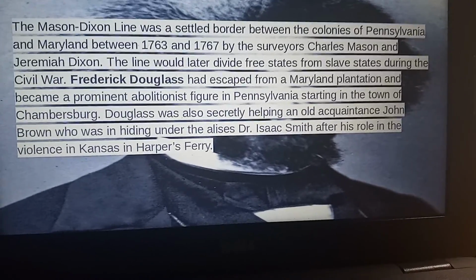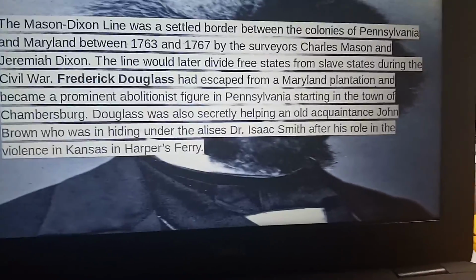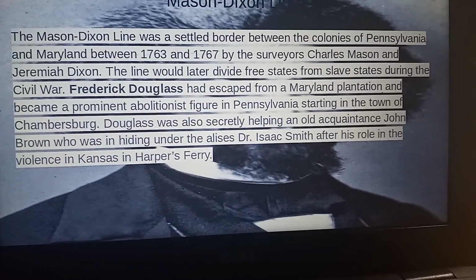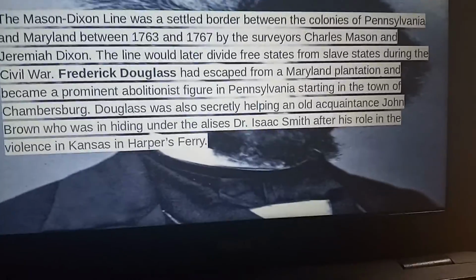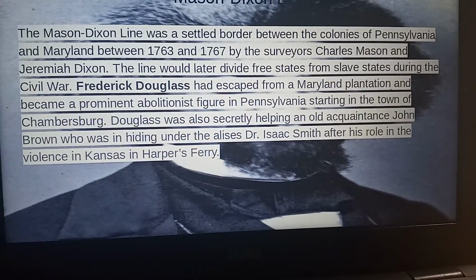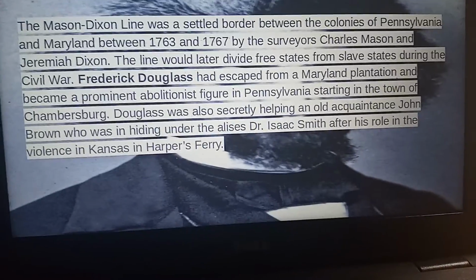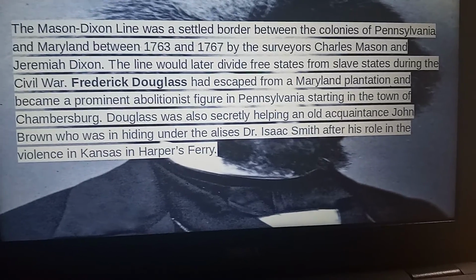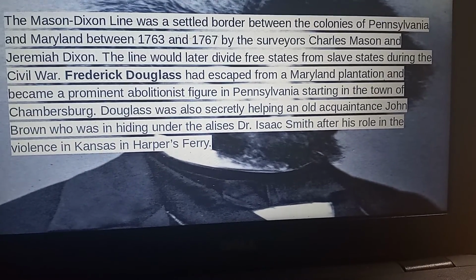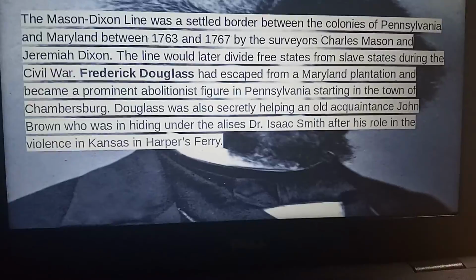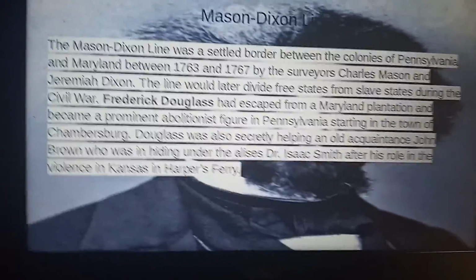Frederick Douglass had escaped from a Maryland plantation and became a prominent abolitionist figure in Pennsylvania, starting in the town of Chambersburg. Douglass was also secretly helping an old acquaintance, John Brown, who was hiding under the alias Dr. Isaac Smith after his role in the violence in Kansas and Harper's Ferry.